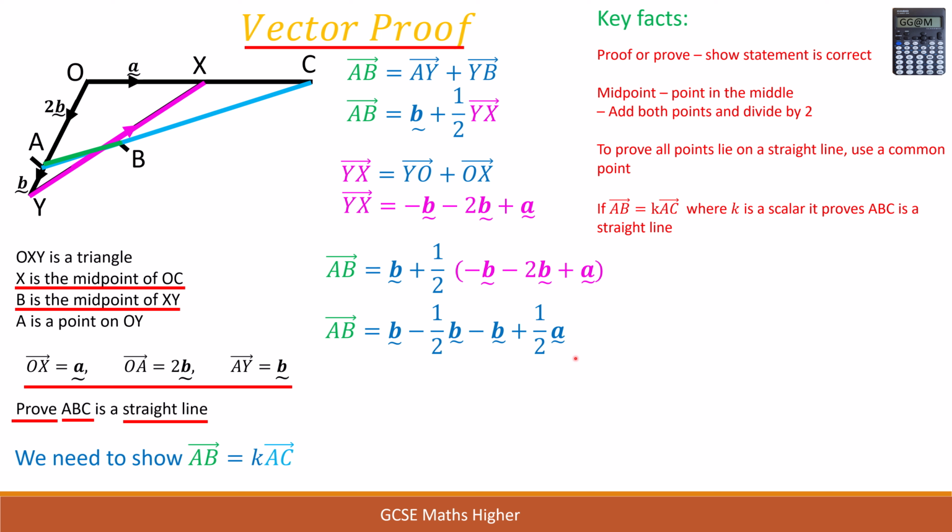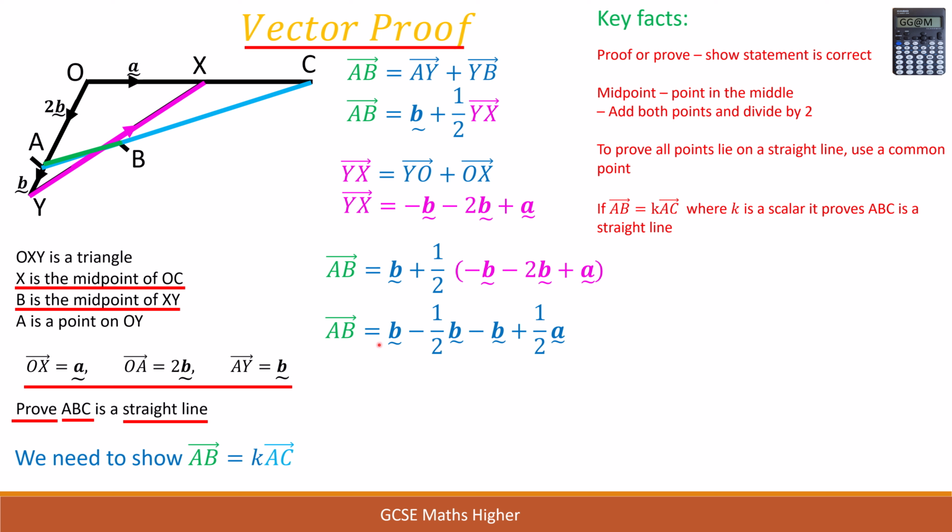So just from expanding the bracket, multiplying all 3 terms in this bracket by a half. You could have left it as minus 3B over 2, or you've got minus a half B minus B, which is exactly the same. Now the reason I didn't connect these terms together is because I've got a plus B here and I've got a minus B.